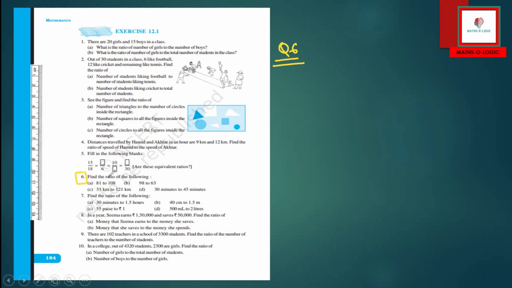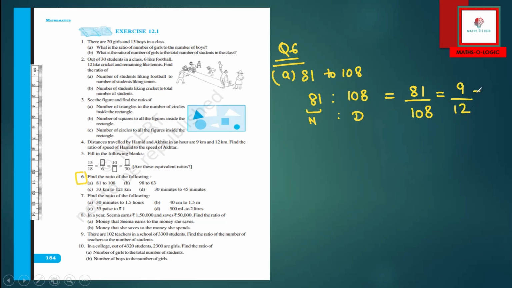And question number 6 में हमें क्या करना है, find the ratio of the following. अब आपको 2 numbers दिए हैं, simply just divide them and get the ratio. So the first one is 81 to 108. So इस 2 का मतलब होता है ratio, ठीक है। So 81 लिख देते हैं यहाँ पे और यहाँ पे 108. And simply जो first number होता है वो numerator and the second one is the denominator. And solve this. Since both of the numbers are the multiples of 9, I'm going to write as 3/4. Okay, so 3:4 is the ratio.